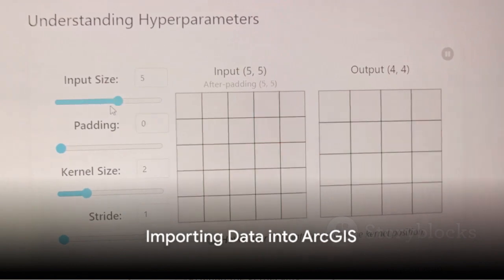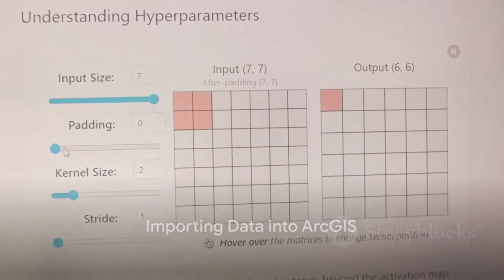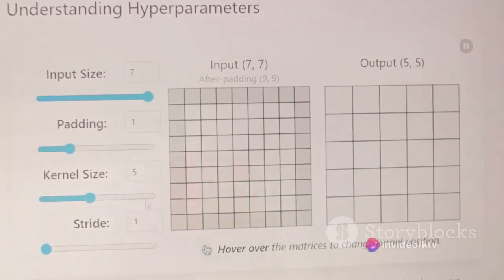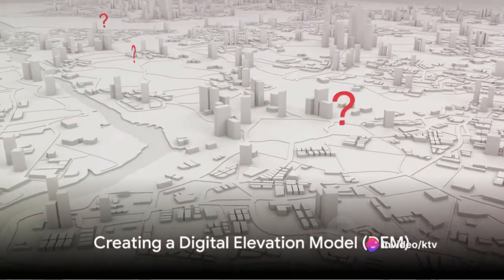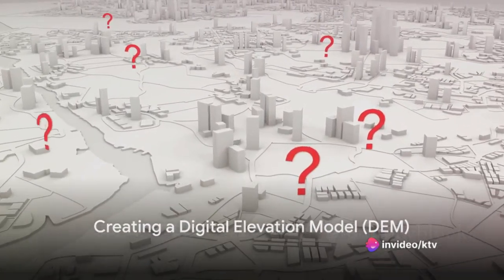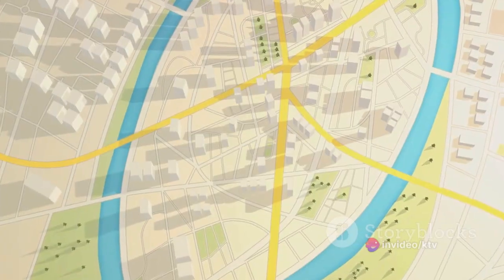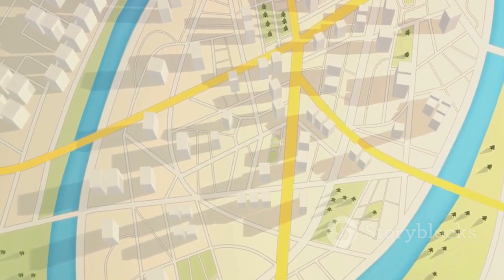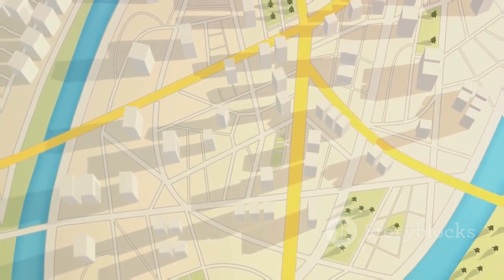Next, you import your data layers into ArcGIS. With the click of the Add Data button, each layer finds its place in your map project. Now, if you don't already have a digital elevation model or DEM, you can craft one from your elevation data. Tools like the raster calculator or interpolation tools in ArcGIS become your go-to.